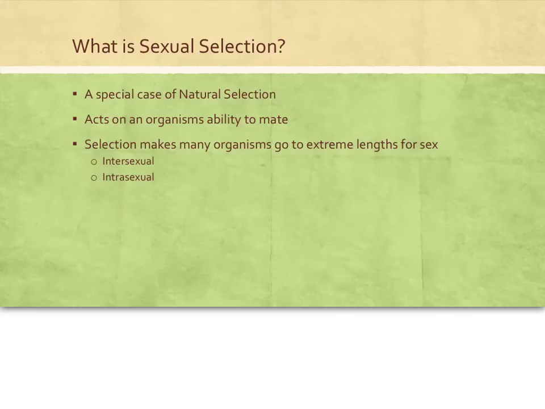So what is sexual selection? A special case of natural selection, it acts on an organism's ability to mate, and selection makes many organisms go to extreme lengths for sex, such as intersexual selection and intrasexual selection.